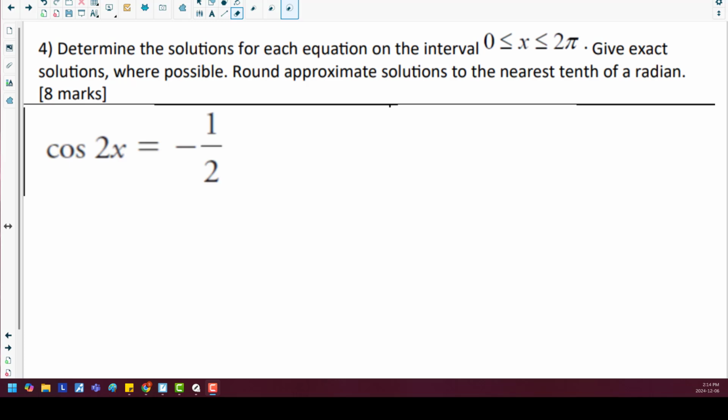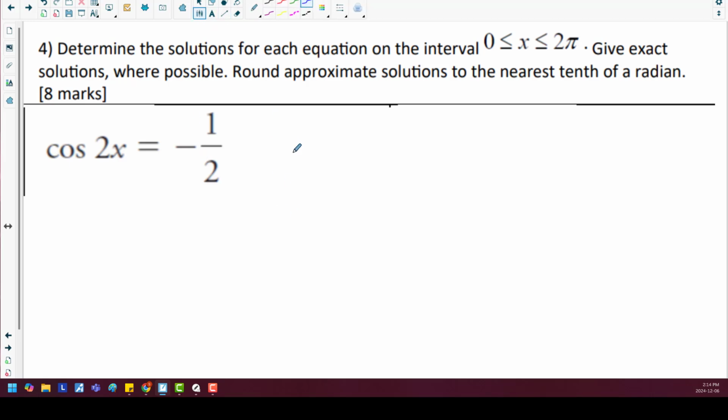All right, everyone. We are now working on another example from the Trig unit practice test. So same question, where we're determining a solution for each equation on the interval from 0 to 2 pi, given exact solutions where possible, and then we're rounding approximate solutions to the nearest tenth of a radian. Here we have cos 2x is equal to negative 1 over 2.